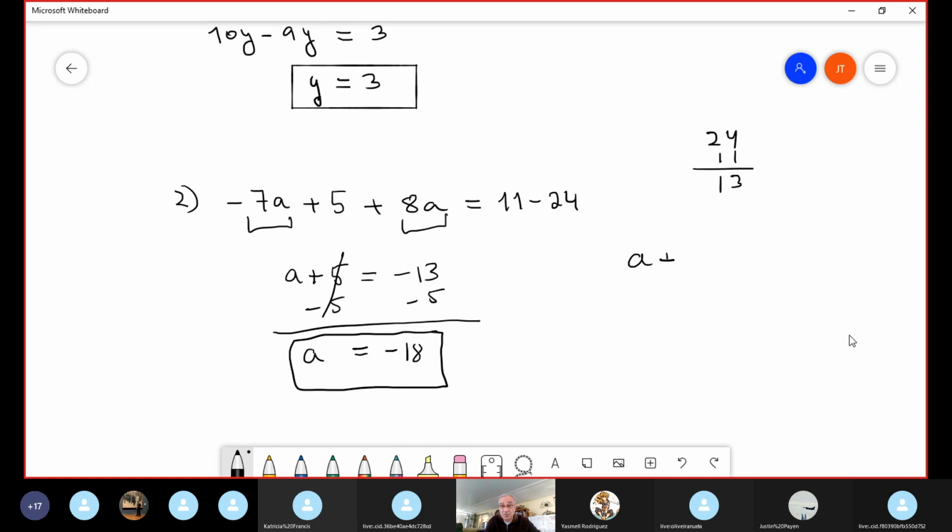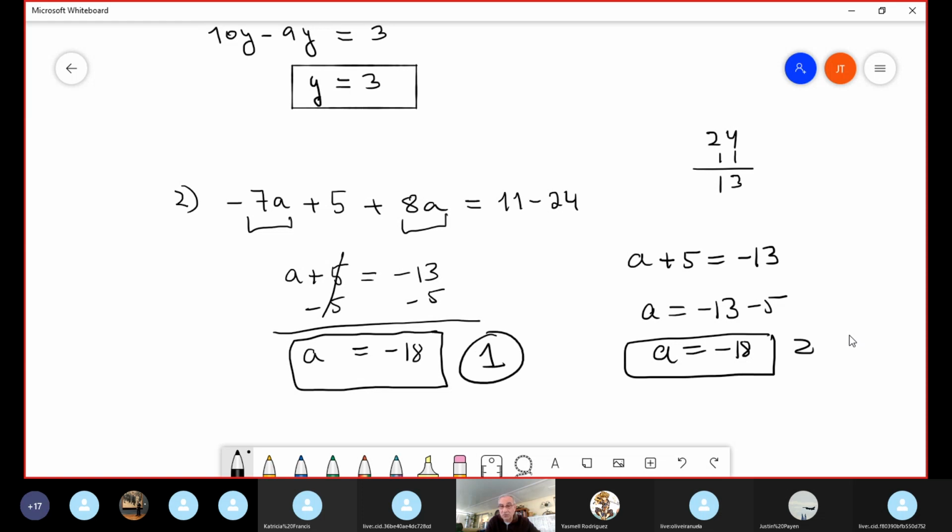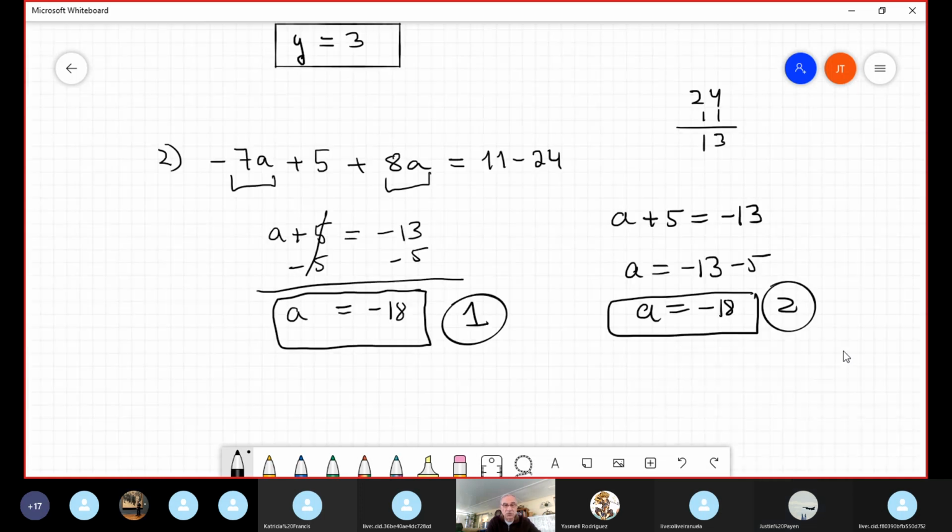So, okay, my way is like that. You move 5 to the right-hand side, like a minus 5. And the answer is minus 18. Do you like this way, number 1 or number 2? Which way do you like? Number 2. Yes. Me too.